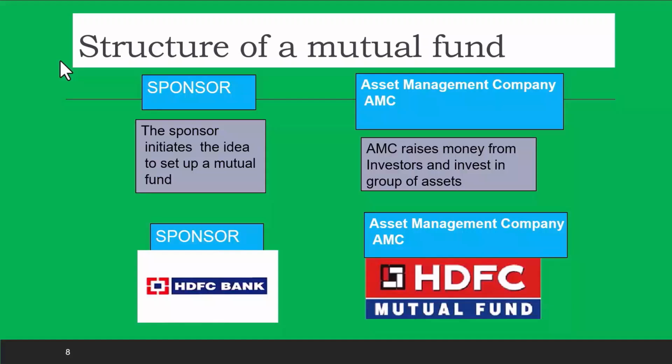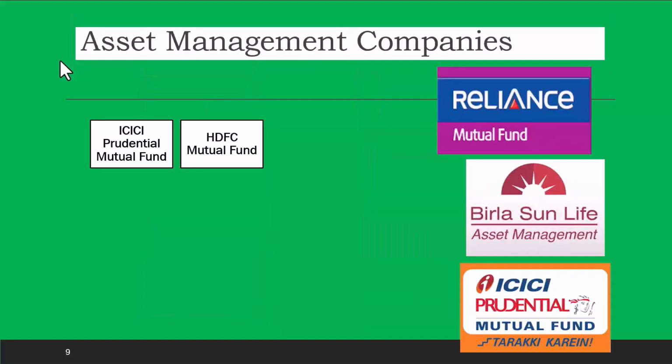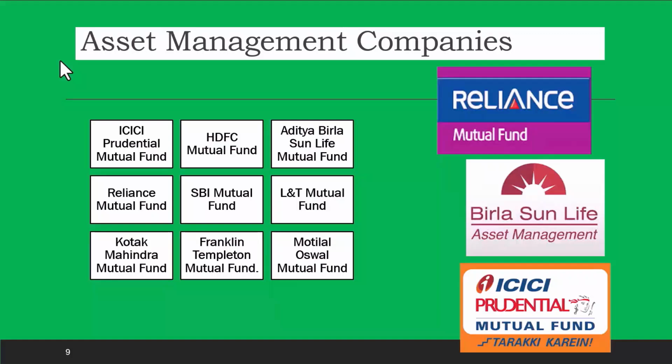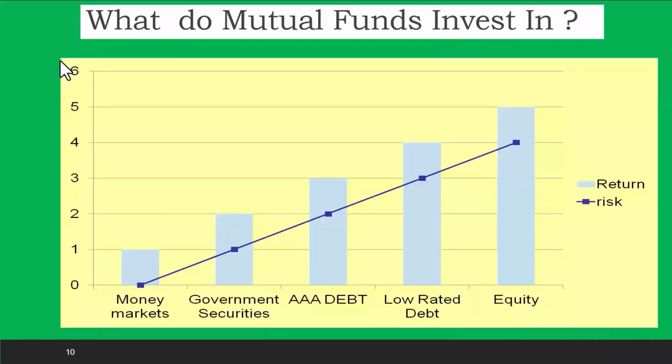So this is how the structure of a mutual fund looks in India. In India, we have around 30 to 50 asset management companies, and some of them are given on your screen, like ICICI Prudential Mutual Fund, HDFC Mutual Fund, SBI Mutual Fund, Kotak Mahindra Mutual Fund, Motilal Oswal Mutual Fund, Mirae Asset Mutual Fund. So these are the mutual fund companies, and what do the mutual funds invest in?